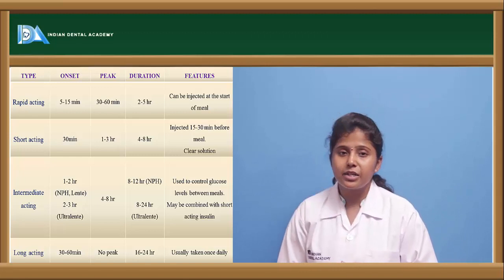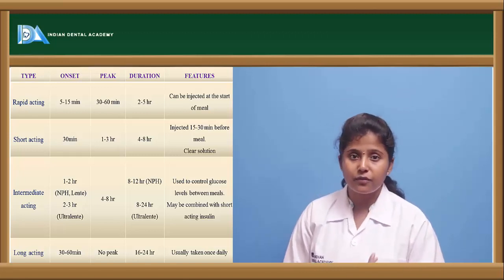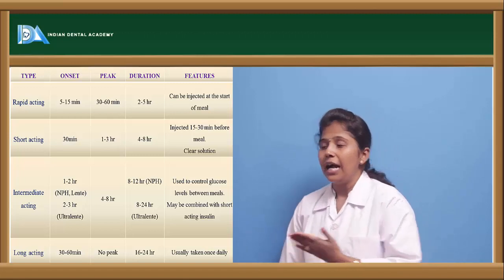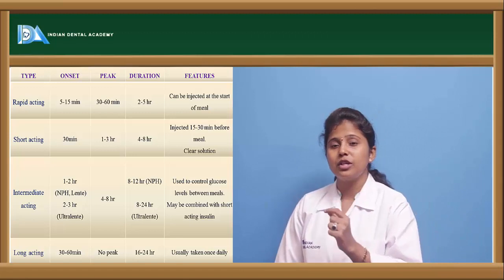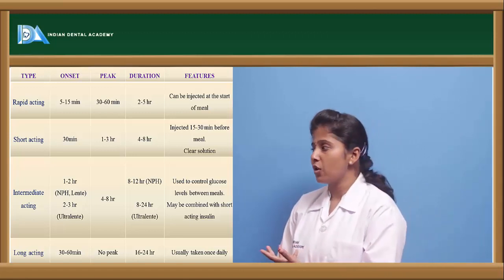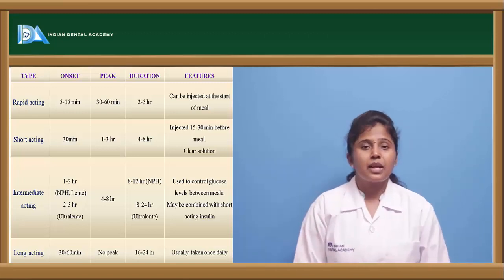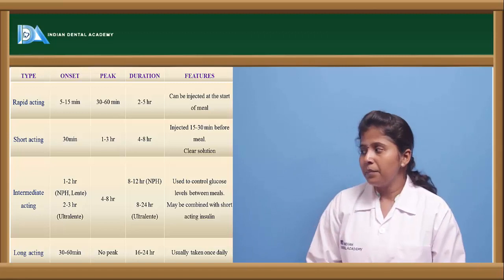Short acting insulins have an onset of action of about 30 minutes. The peak action is observed at 1 to 3 hours after administration, and the duration of action lasts for about 4 to 8 hours. These are injected almost 15 to 30 minutes before the meal.